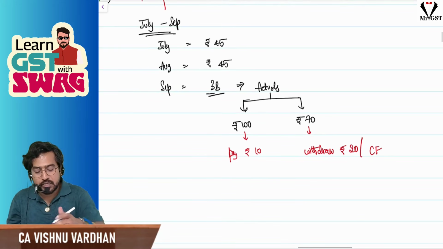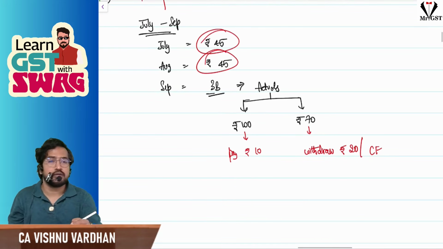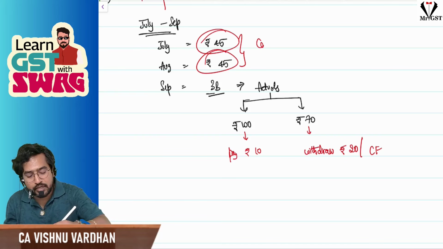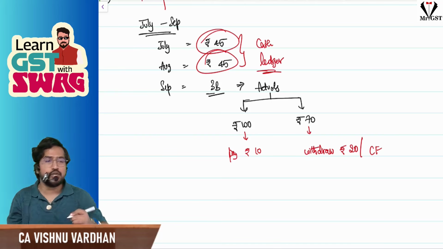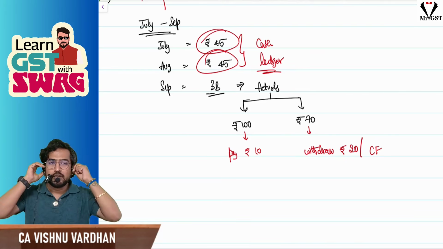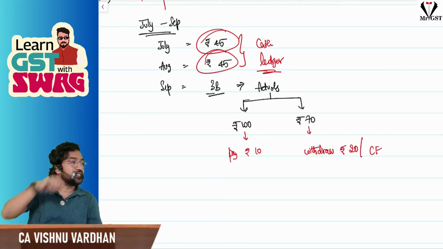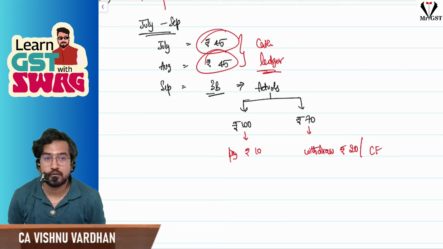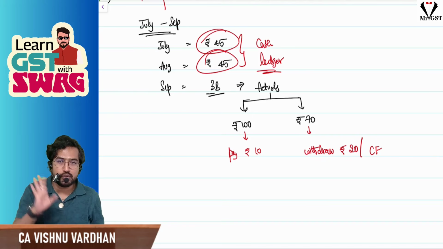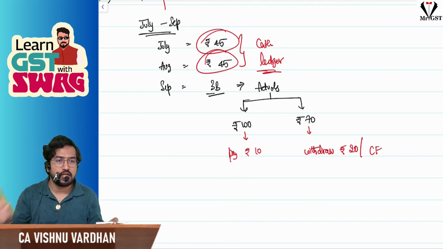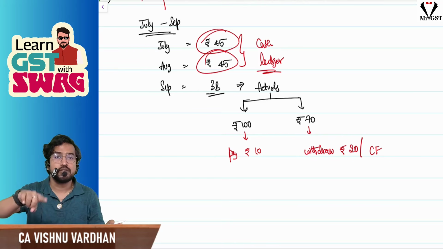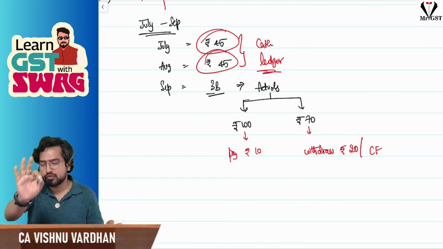Why? Because this 90 rupees is there, no? This is sitting in your cash ledger. When will you use this? By filing GSTR 3B for the quarter July to September. When will this happen? October, which date? 22nd or 24th. Super, very good.